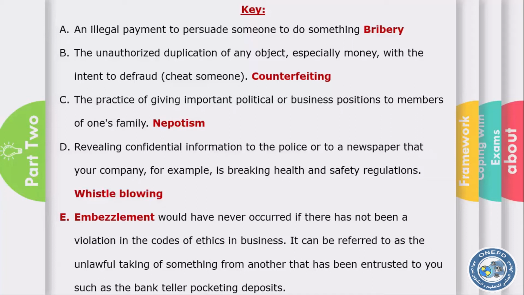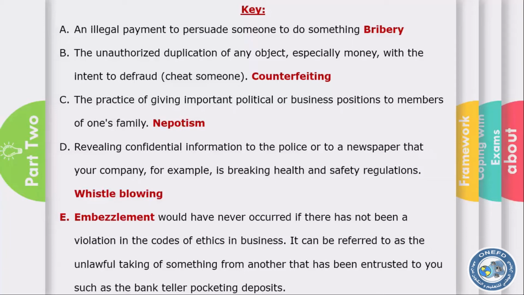B, the unauthorized publication of any object, especially money, with the intent to defraud or cheat someone. So this is counterfeiting. C, the practice of giving important political or business positions to members of one's family is nepotism. To exploit one's job in order to give special services to one's own family. D, revealing confidential information to the police or to a newspaper that your company, for example, is breaking health and safety regulations. We call this whistleblowing, or a person who does this is a whistleblower.